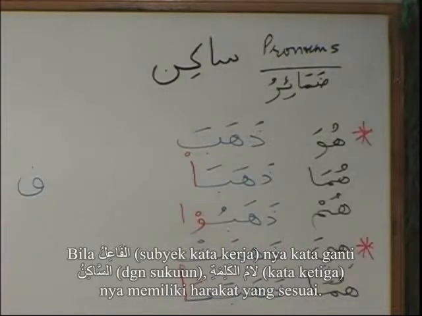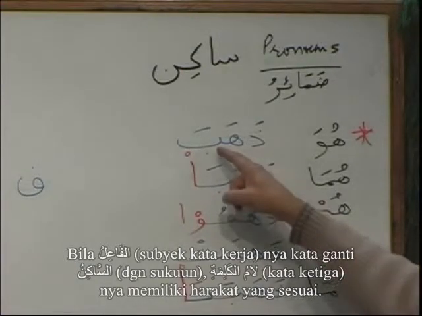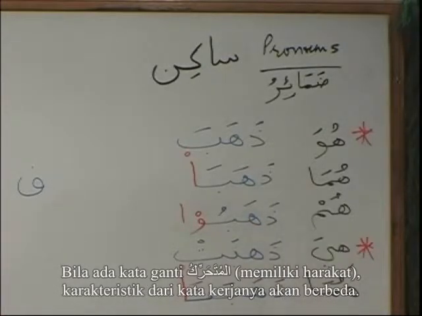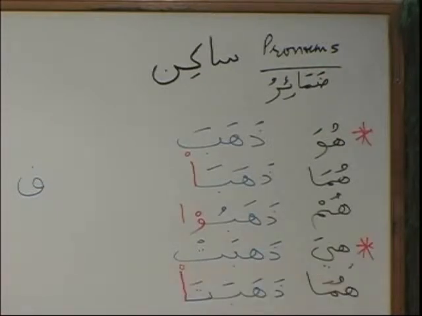The gist of all this is that if the fa'il, which is a damir, is sakin, then the lam kalima gets a proper vowel. If the fa'il, which is a damir, is mutaharrik, then the lam kalima will get a sukoon. Because in the next verbs, this is what will happen. As soon as you have a mutaharrik pronoun, the verb will behave differently.